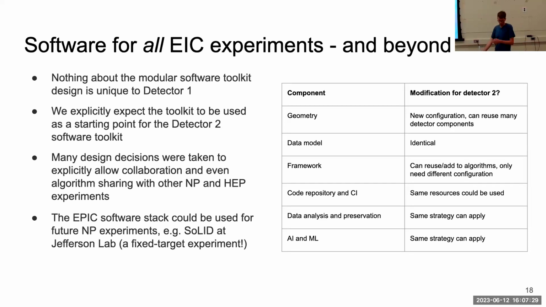In fact, the track reconstruction algorithm that we're using is the one from ATLAS. So it's already being used from a different experiment. This could also be used by non-EIC experiments. So the SoLID experiment at Jefferson Lab is already either using this approach or is strongly considering it in any case. So they're looking at it with interest.